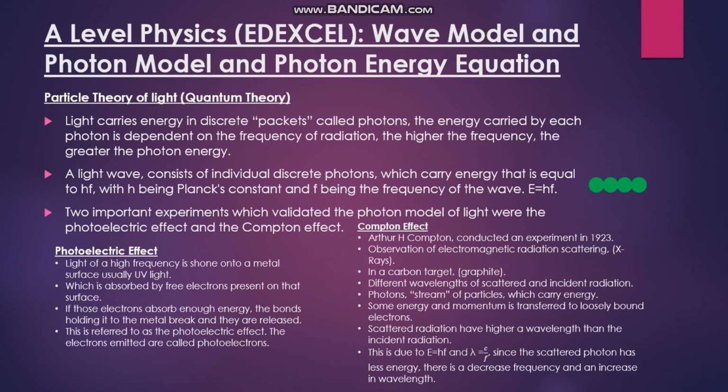So, photons are basically a stream of particles which carry energy, and some of that energy and momentum is transferred to loosely bound electrons within that carbon target. And scattered radiation ended up having a higher wavelength than the incident radiation, and this is due to E equals hf and lambda equals c over f. Since the scattered photon has less energy, there is a decrease in frequency, and if there's a decrease in frequency, that therefore must mean that there is an increase in wavelength.